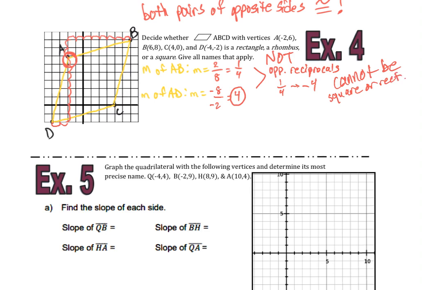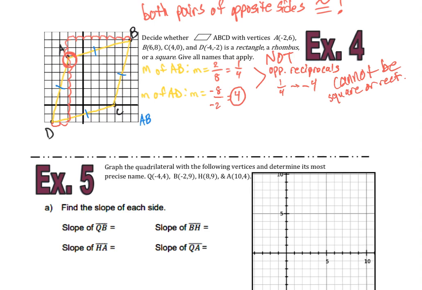Now, we do need to prove that it's a rhombus. So let's think about what we know about a rhombus. What we know about a rhombus is that it should have 4 congruent sides. So see these blue hash marks I'm putting here? All 4 of those sides should be congruent, but we need to prove it. So let's prove it. I'm going to use the distance formula again. Unfortunately, it's long and it could be grueling, but as long as you know how to do the distance formula, it shouldn't be too bad. You're just doing the distance formula 4 times, once for each side.